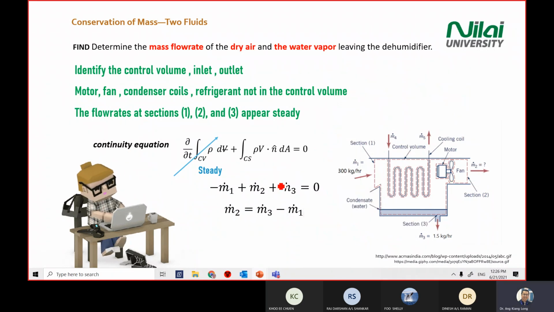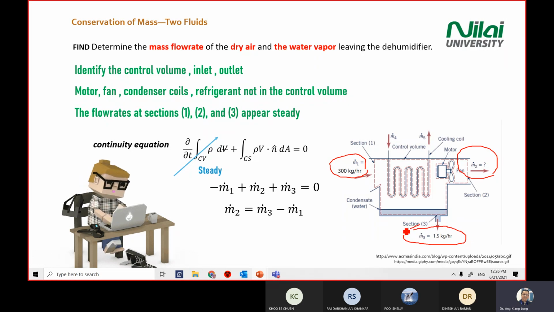Then after that, you rearrange this equation because we want to find M2. Why? Because M1 is already a given value. Your M dot 1, at section 1, is given as 300 kilograms per hour. And your outlet, section 3, is also given. The mass flow rate at section 3 is 1.5 kilograms per hour. So you have these two.